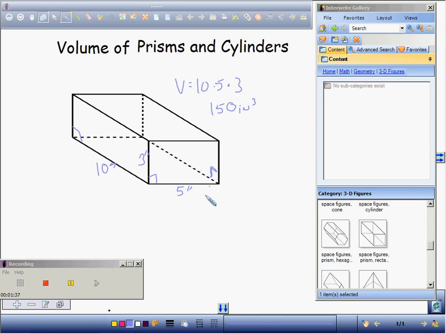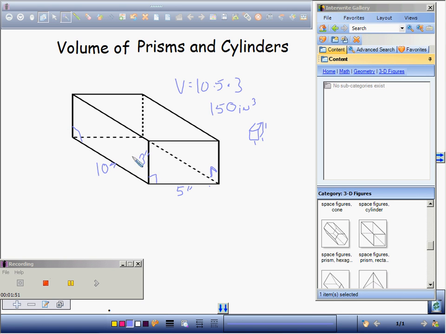Okay, now what exactly does that mean? That means that I could take 150 little cubes, which are 1 by 1 by 1, and put them into this box, and they would fit perfectly inside that box.